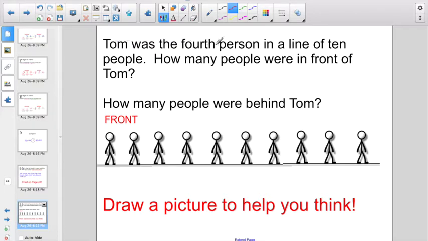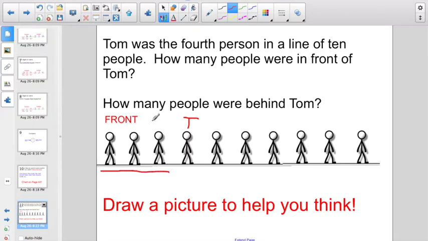Tom was the 4th person in a line of 10 people. How many people were in front of Tom? Well, here's the front of the line, right? Here's first, this guy's second, this guy's third, and so here is Tom. They're starting off wanting to know how many people were in front of Tom if he was 4th in line.